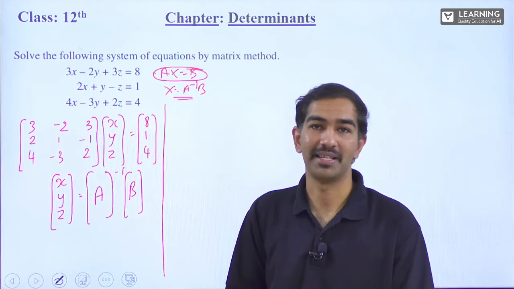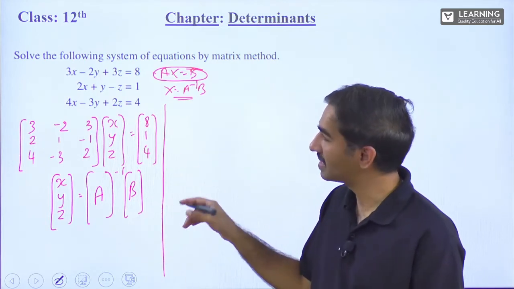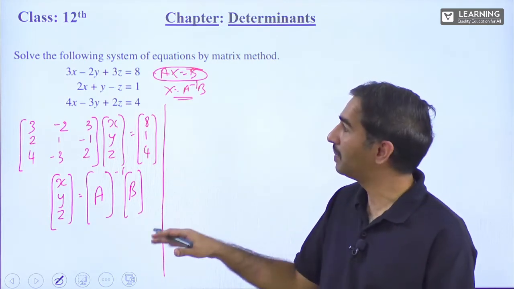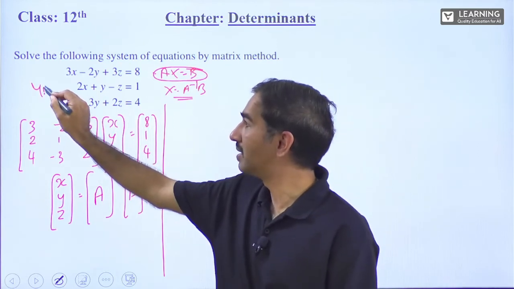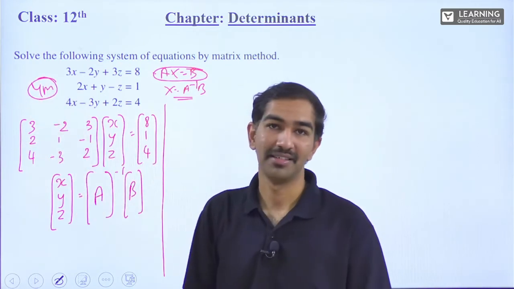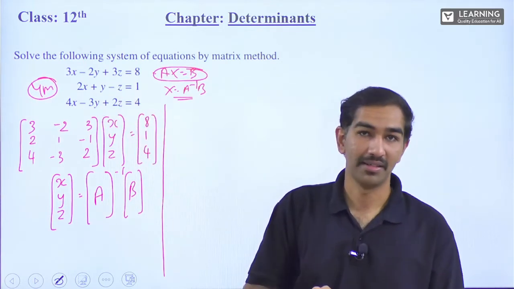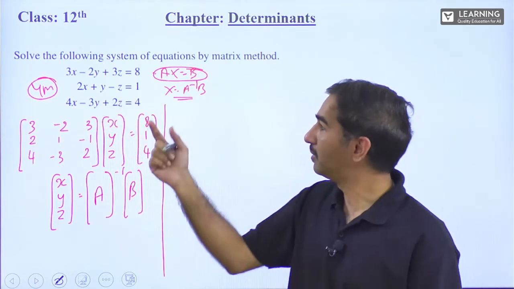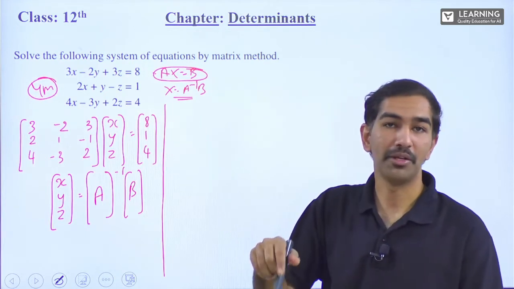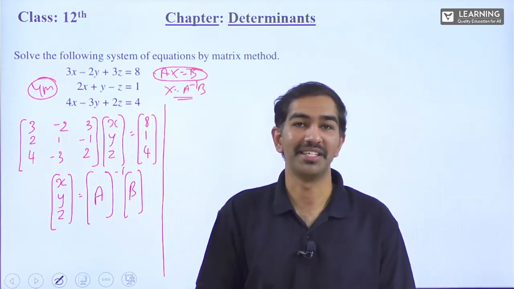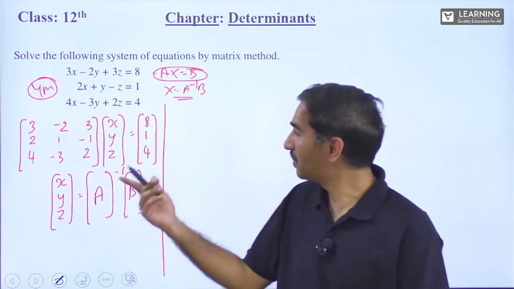So as simple as that. The procedure looks a little bit lengthy and time consuming, but this question will be asked for 4 marks in your examinations. Three variables means subjective in your boards, and two variables means the previous problem, objective in competitive examinations. Understood? So let us begin with this.